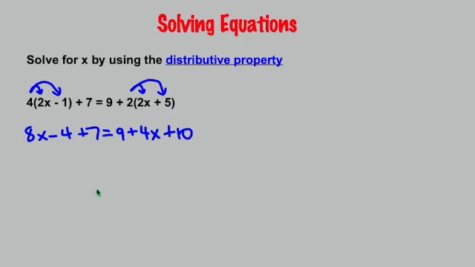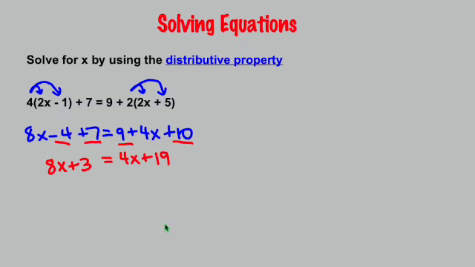So at this point, we've been able to get rid of the parentheses, nice, and we have it a little more simple than what we had before. Our next move is going to be combining like terms. I see a -4 and a +7. If we take a 7 and a -4, we get +3. So I can rewrite this side as 8x plus 3. On the other side, I see a 9 and a 10, and 10 plus 9 would be 19. So I can write this as 4x and then +19.